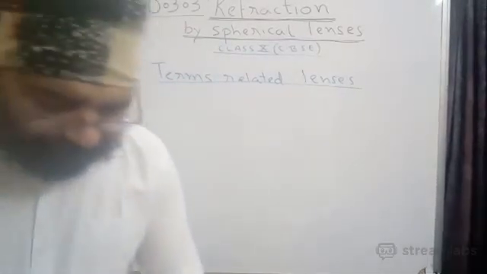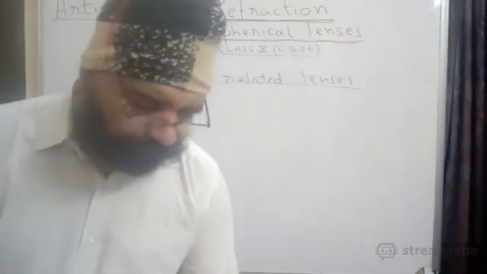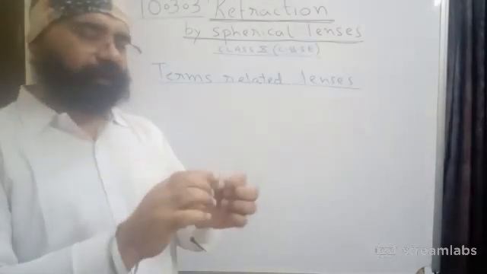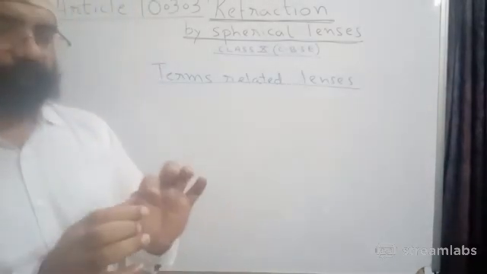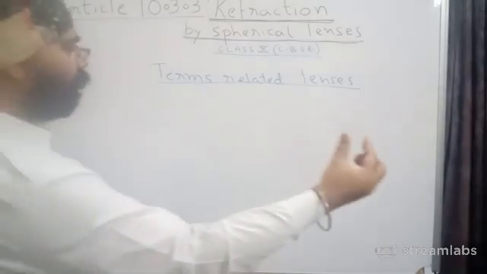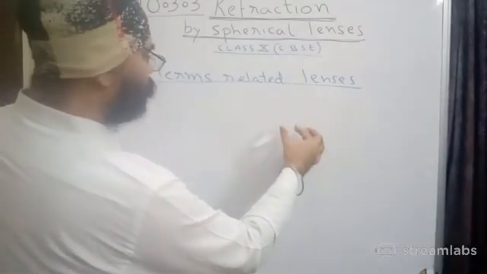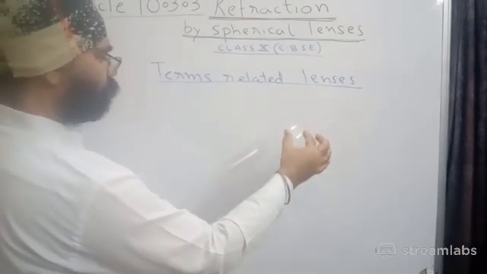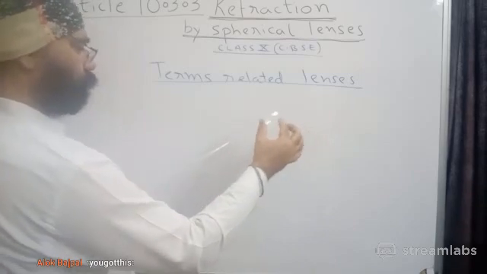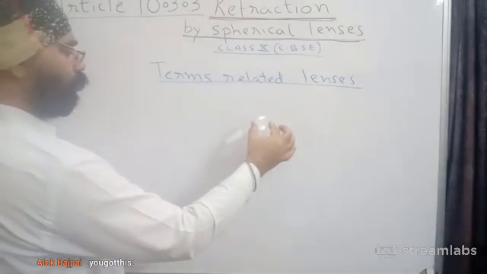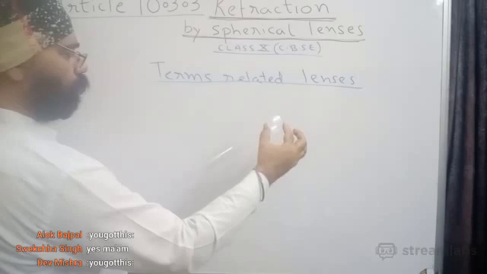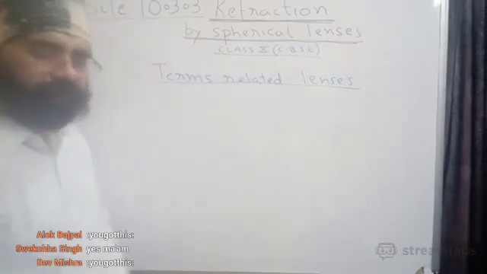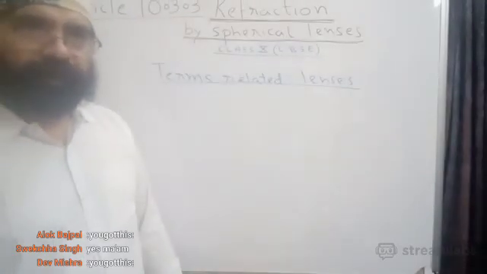One more term, an important term. I pick up a lens which has very thin edges and a fat center, and now I focus. Can you see something on the board? Can you see something on the board? Yes, no. Can you see something? Tell me. Can you see something on the board?